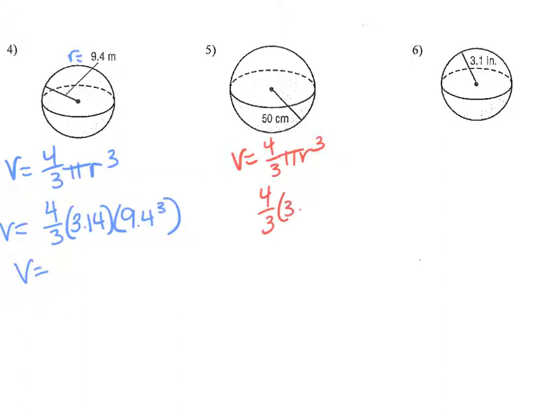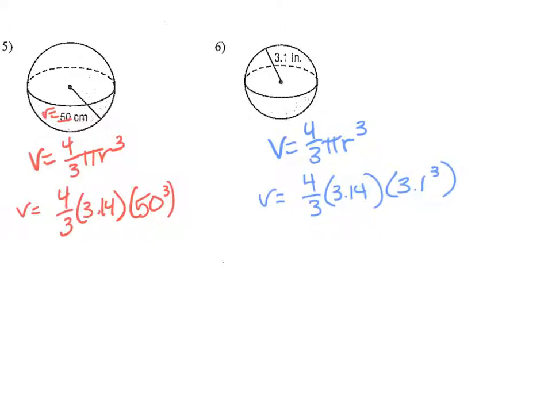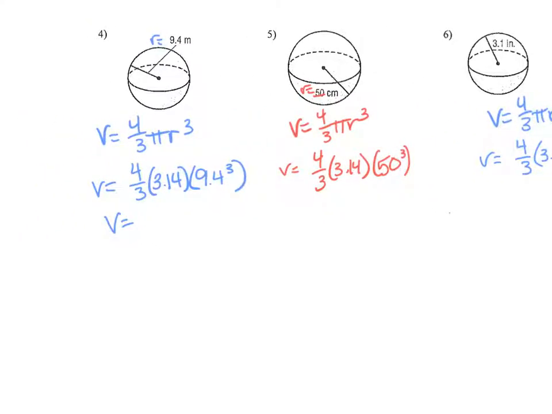So pi, 3.14. Radius, 50 centimeters, so 50 cubed. And number 6, same thing, same formula, 4/3 times pi times radius cubed. So 4/3, pi is 3.14, radius is 3.1 cubed. Okay? So make sure you got these all written down like that, and then go back and solve them in your calculator. Make sure you're getting the same answers as me.